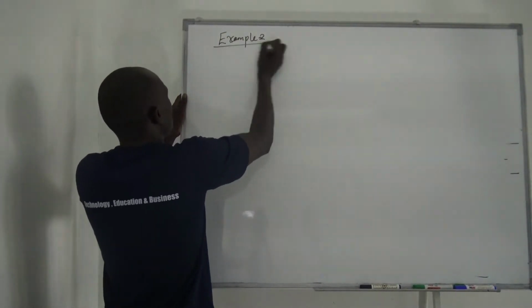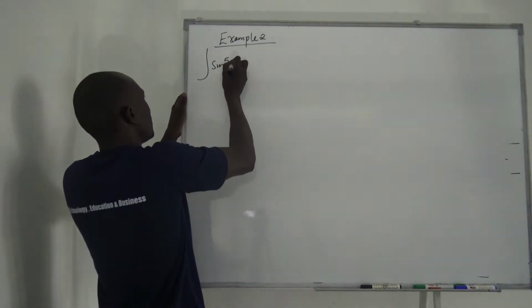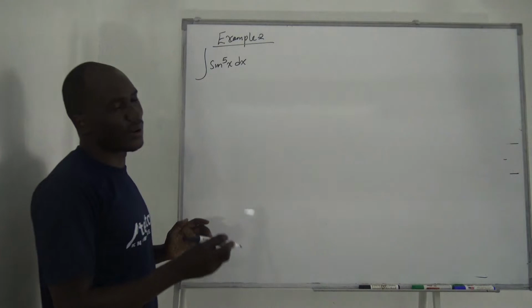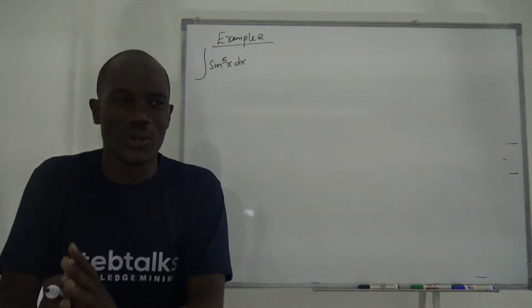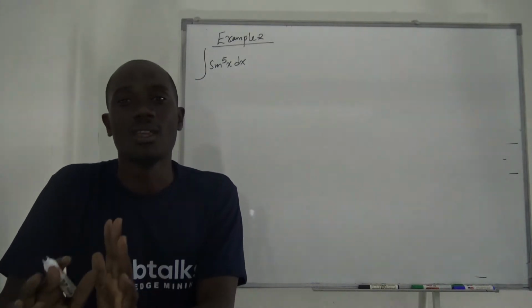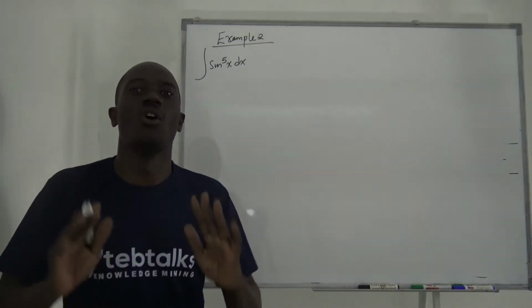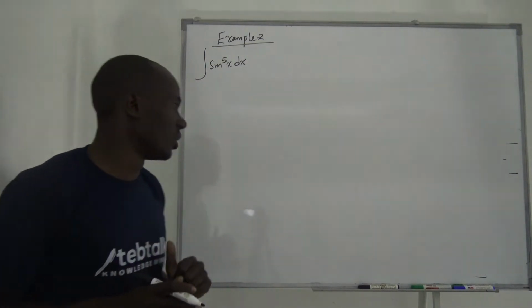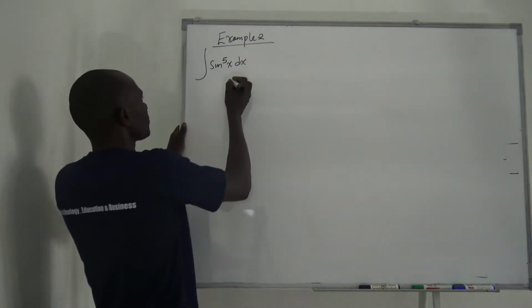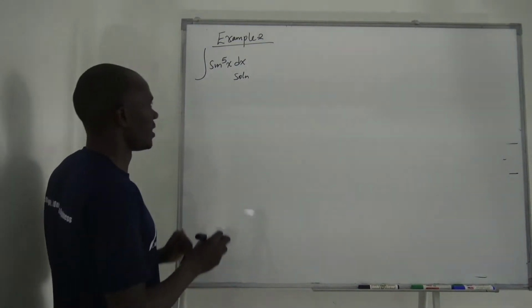Example 2. It goes: integrate sine to the power 5 x dx. Now you can see the power is increasing. We started when the odd power was 3, and now we are moving to the scenario when the power is 5. How do we deal with this? Solution. The same story, we make use of the Pythagoras theorem.